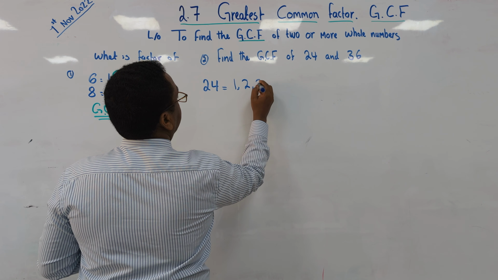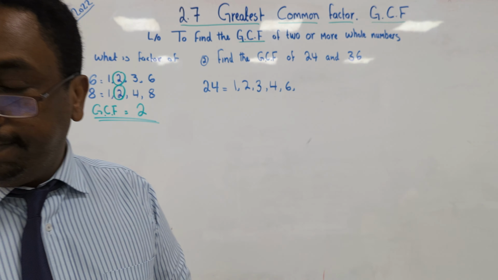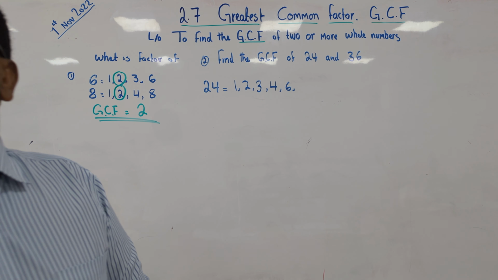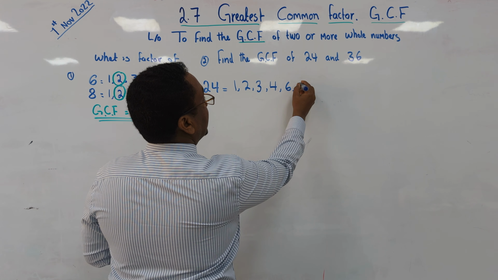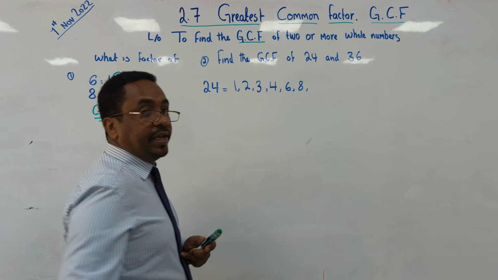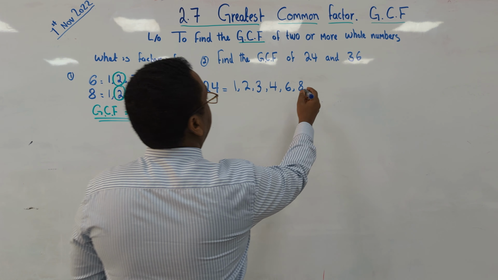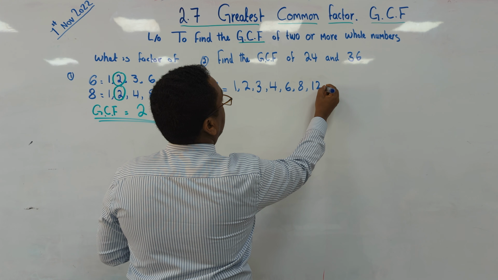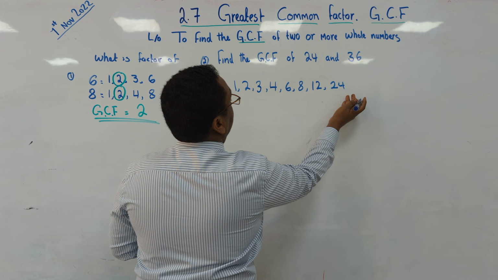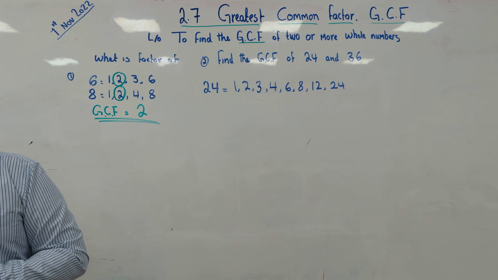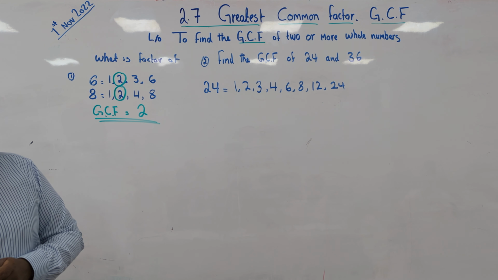Next one. 5 is not. Next one, 6. 6 is a factor. And the next one, 7 is not. Then 8, there's 8 before 12. And next to 8, what will it be? 12. Well done, Ali. So 12 is a factor. There's one more, 24 is the last one. So these are all the factors of 24.